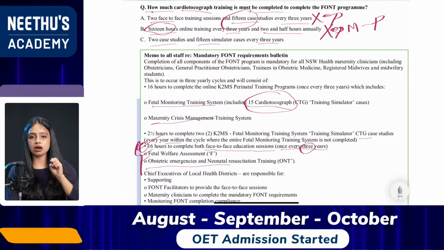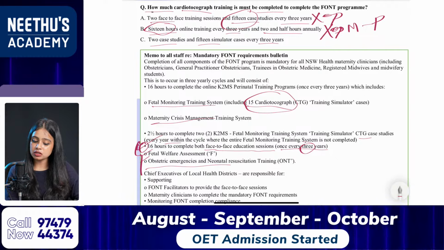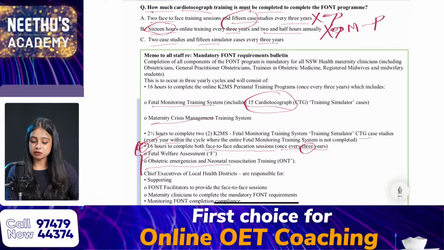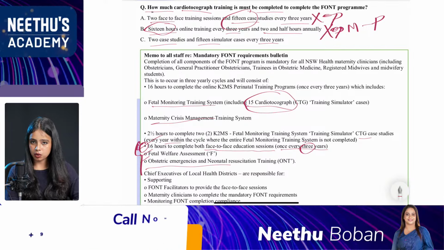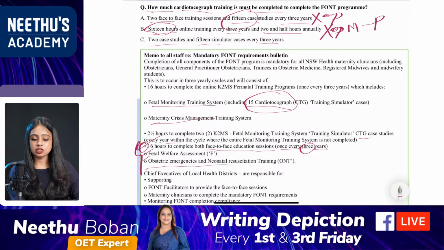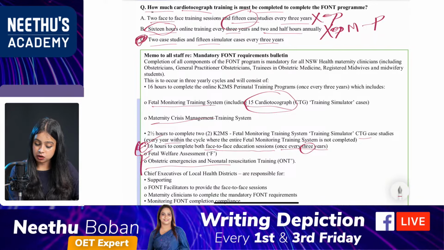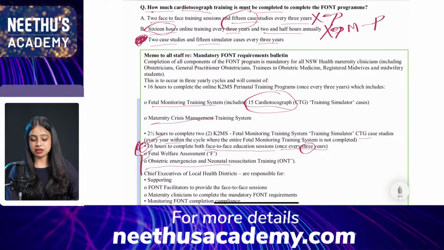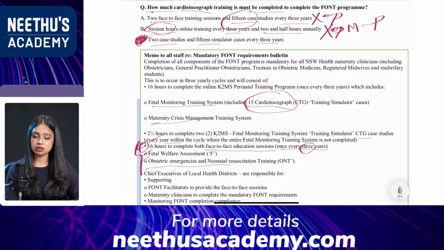Actually, case studies are 2. Either you can say 15 simulator case studies or you can say 15 cardiotocograph training. Because of that reason also, you can eliminate option A. So the answer is option C, whether you like it or not. My answer is option C: 2 case studies and 15 simulator cases every 3 years.